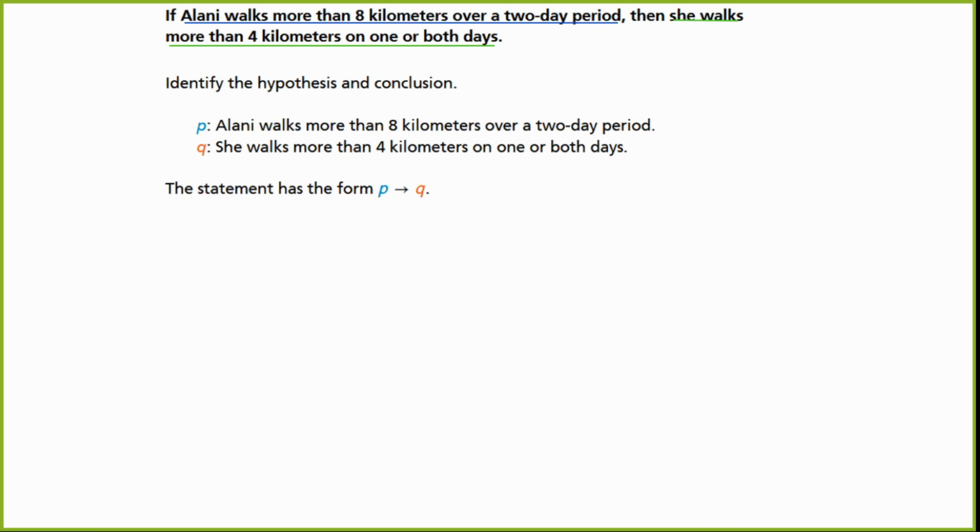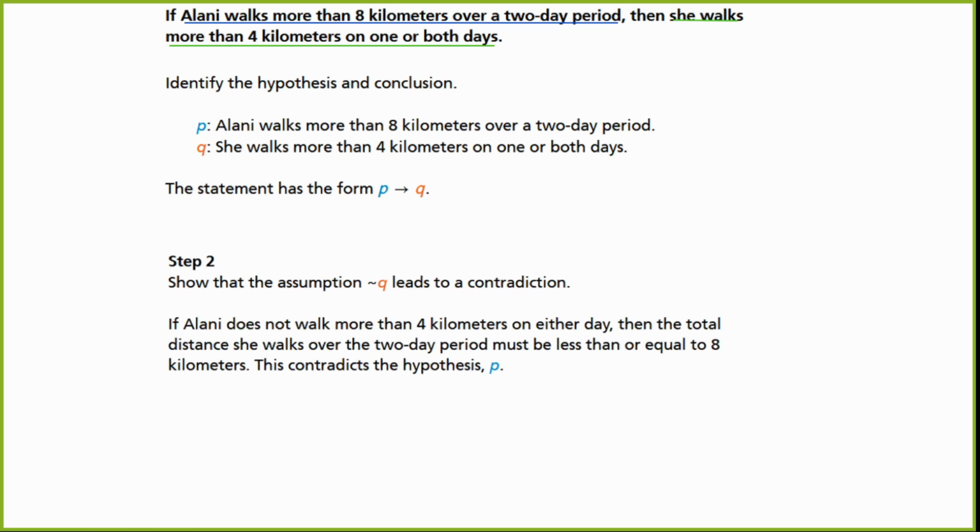So first we're going to identify the hypothesis and the conclusion, which we've done. Our hypothesis is Alani walks more than 8 kilometers over a 2-day period. And our conclusion is she walks more than 4 kilometers on one or both days. And the statement does follow the P implies Q format. So step 2 is let's show that the assumption, not Q, right? Remember we read this as not Q, leads to a contradiction.